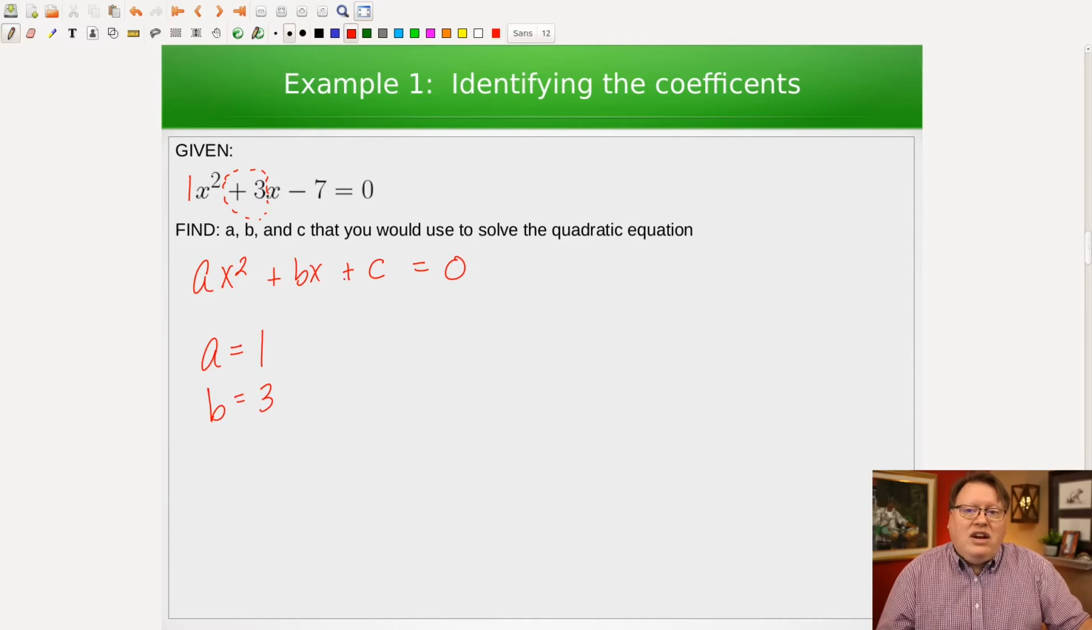And then over here, our c is just the constant term. But again, I want to take the sign with the number. In this case, it's a minus 7. So in this case, our c is equal to a negative 7. And these are the coefficients that you would use to substitute into and solve the quadratic formula.